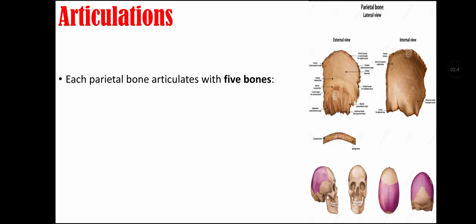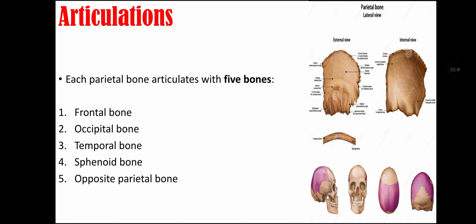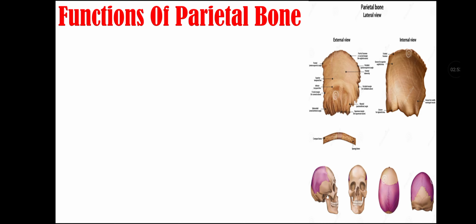Each parietal bone articulates with five bones. First is the frontal bone, second is the occipital bone, third is the temporal bone, fourth is the sphenoid bone, and fifth is the opposite parietal bone. Now let's talk about functions of parietal bone.